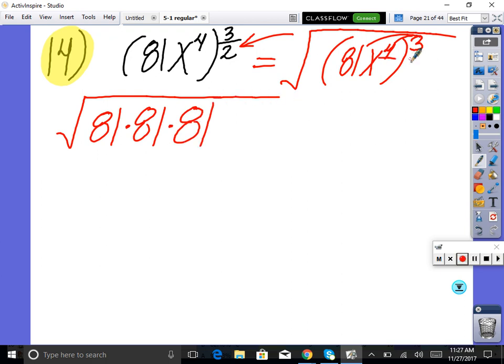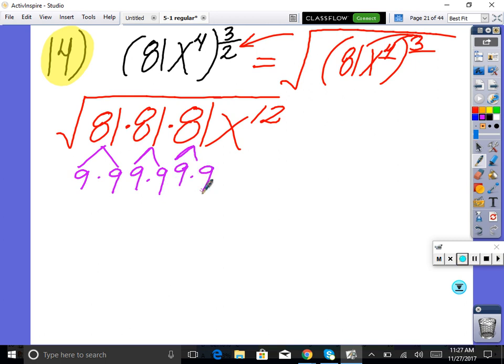And then raise a power to a power. And now look, if we leave it spread apart, it's much easier to simplify. Isn't 81 9 times 9? 9 times 9 and 9 times 9. Now 9 could keep going, but aren't we pulling out groups of 2? 9 times 9 times 9 is 729.